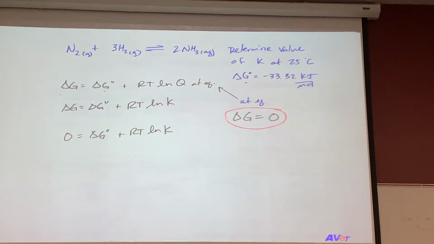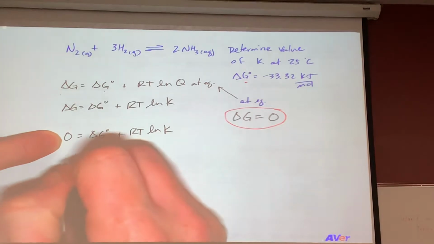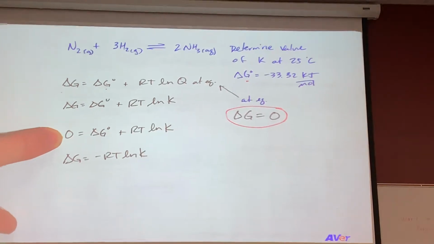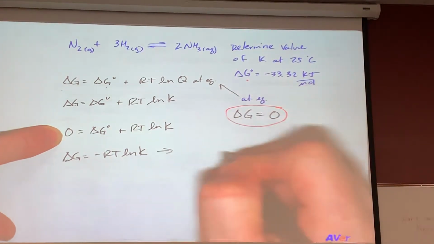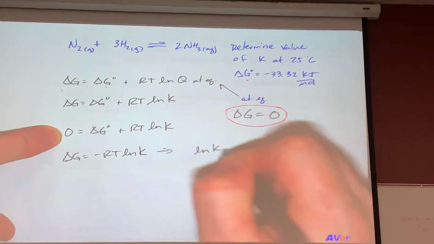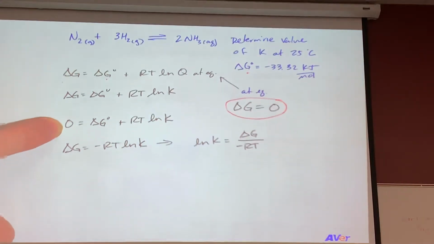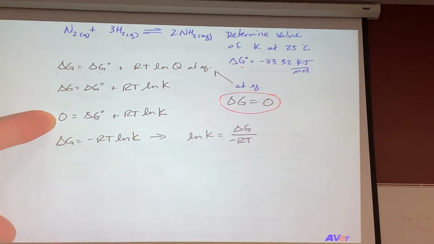And at equilibrium, Q equals K. So you can rewrite this equation like the second one, and then since it's at equilibrium, you can write it like the bottom one. Then this one can be rearranged to say delta G equals negative RT ln K. And then you can rewrite this: ln K equals delta G over negative RT. So all I'm doing is getting you to the point where you can actually solve for K.